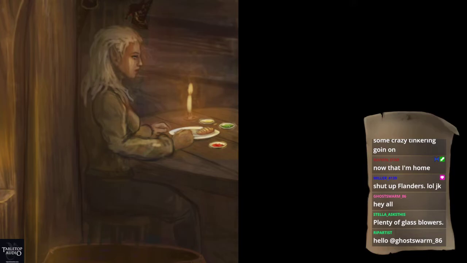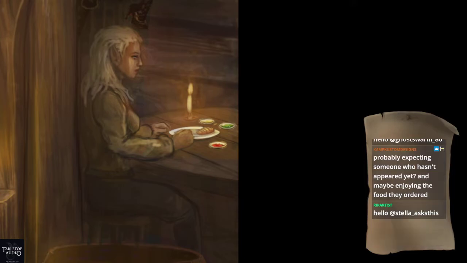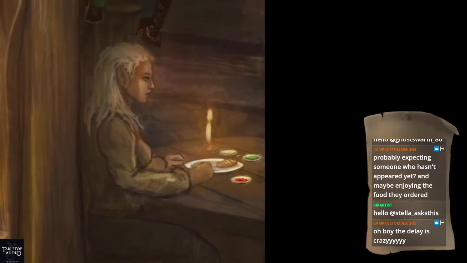And by the way, Raven, now that you're home, we're going to be going through the setting worksheet in a little bit. So, of course, I'll be looking for people to help roll some dice for that. Probably expecting someone who hasn't appeared yet and maybe enjoying the food. What kind of food is this, Camp? Let me see if I can make it bigger for you, because you are on a mobile device.